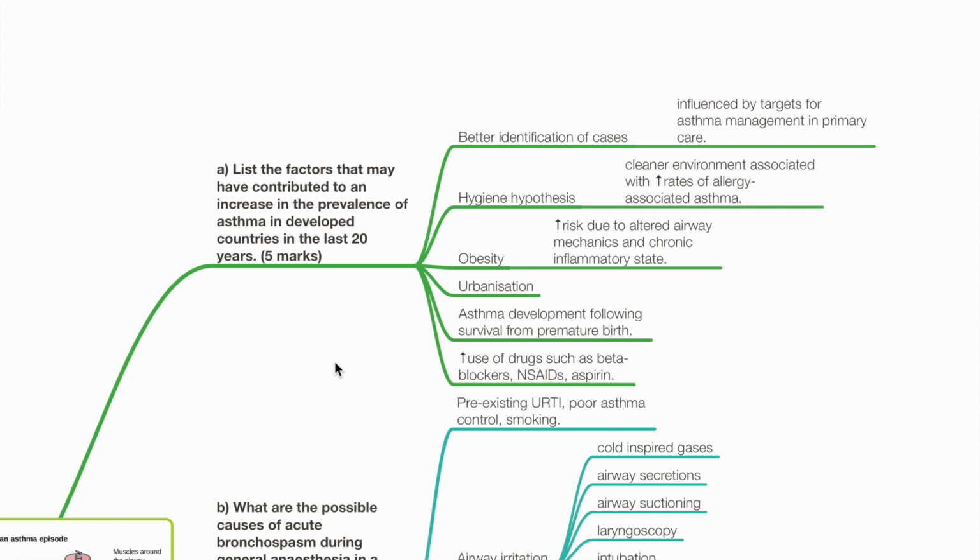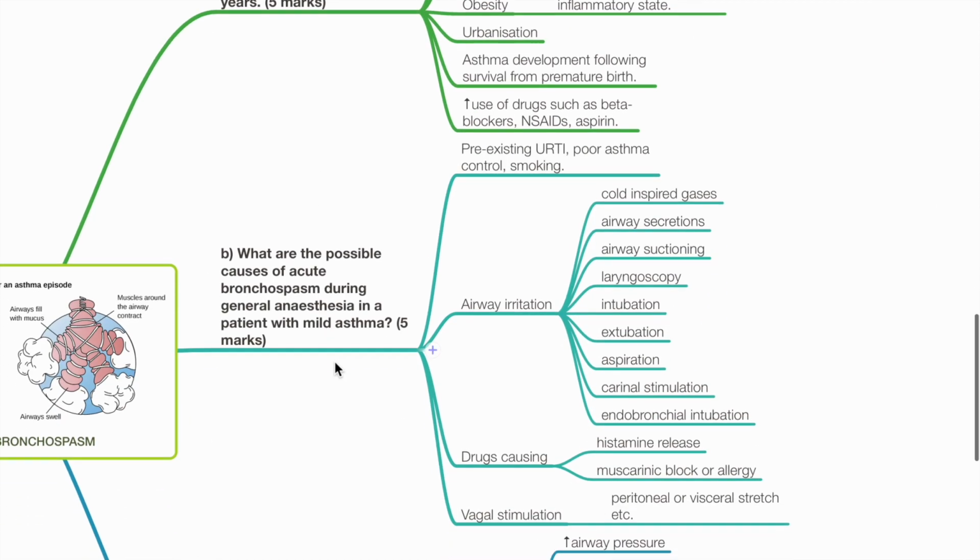cleaner environment associated with increased rates of allergy-associated asthma, obesity, increased risk due to altered airway mechanics and chronic inflammation, urbanization, asthma development following survival from premature birth, increased use of drugs such as beta blockers, NSAIDs, and aspirin.